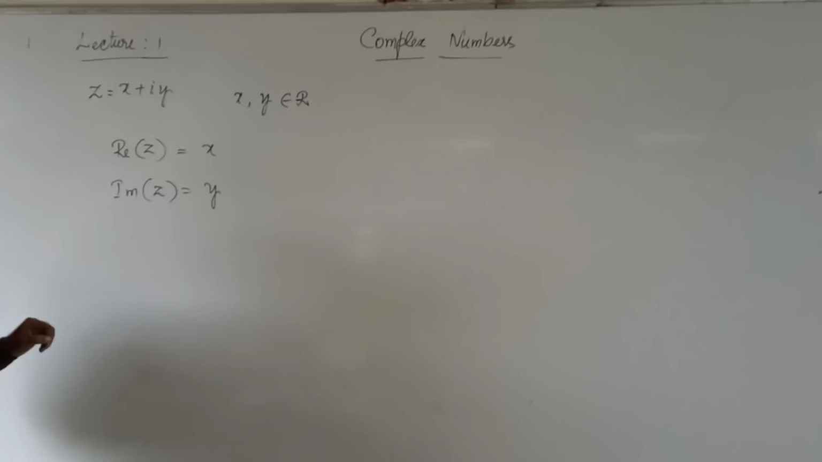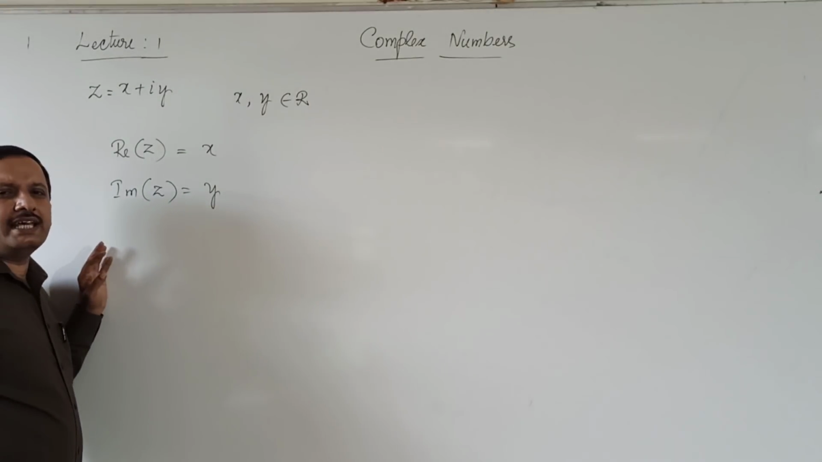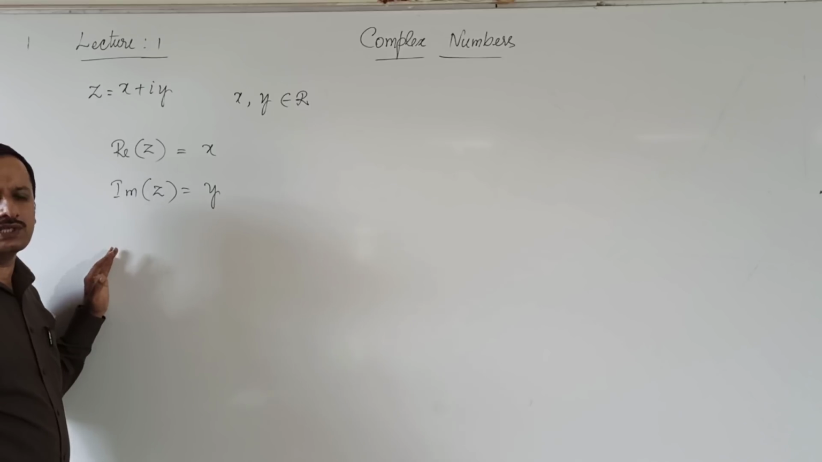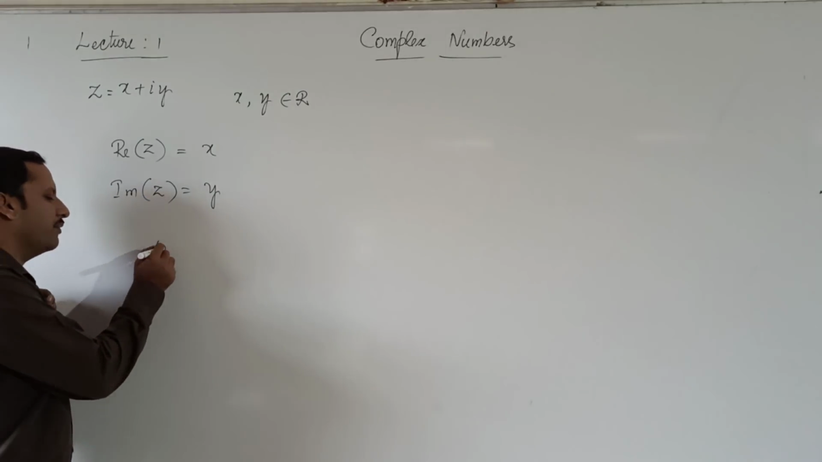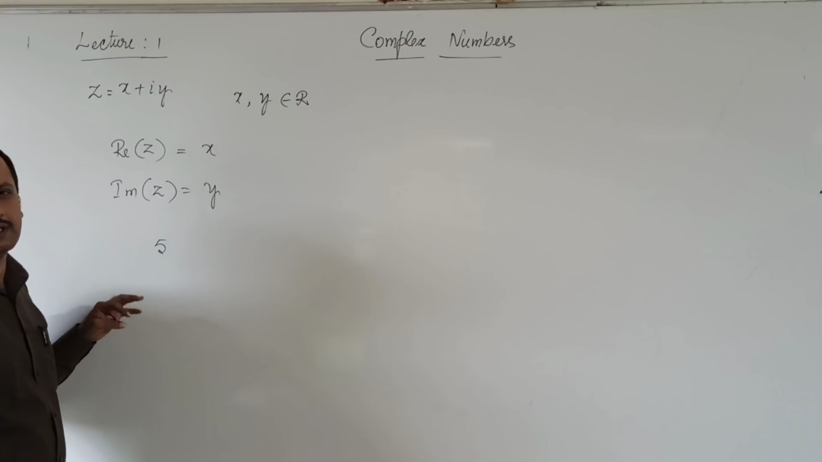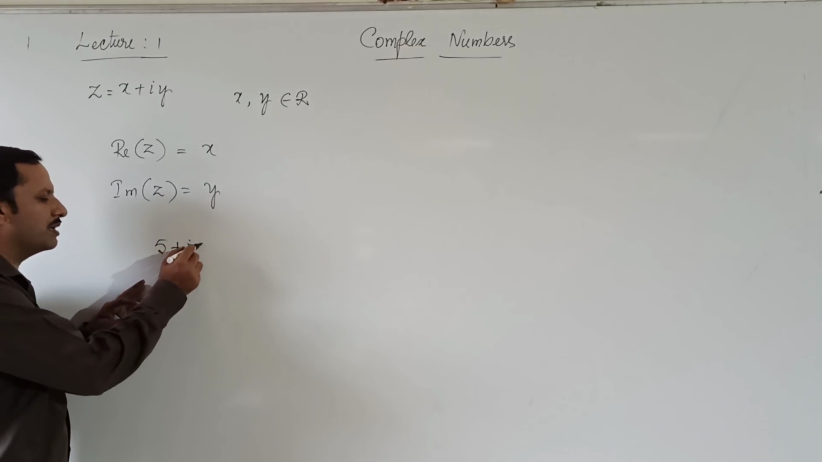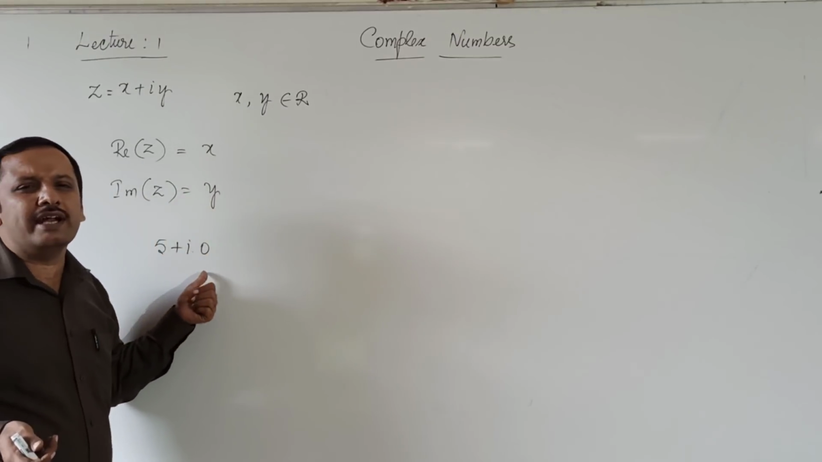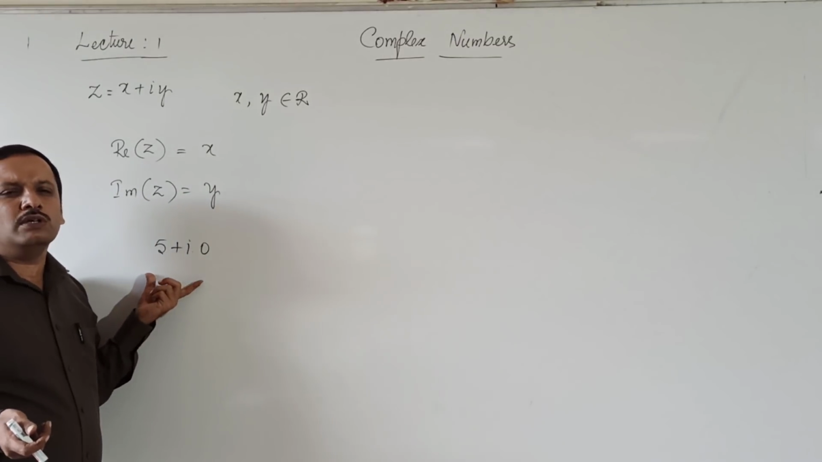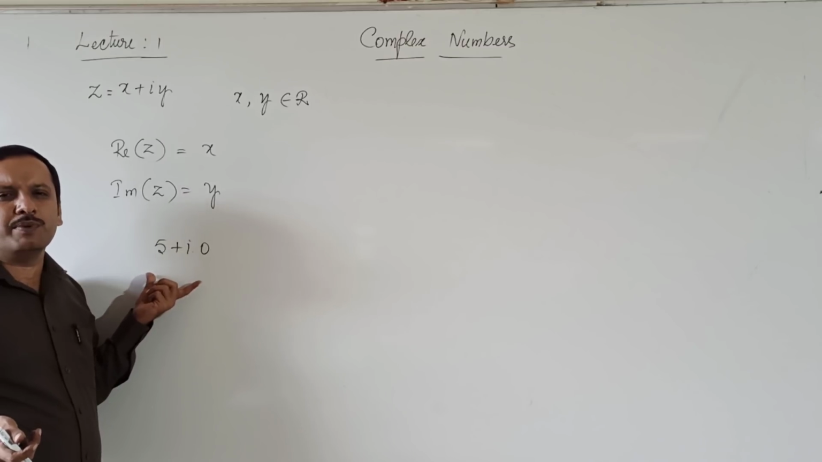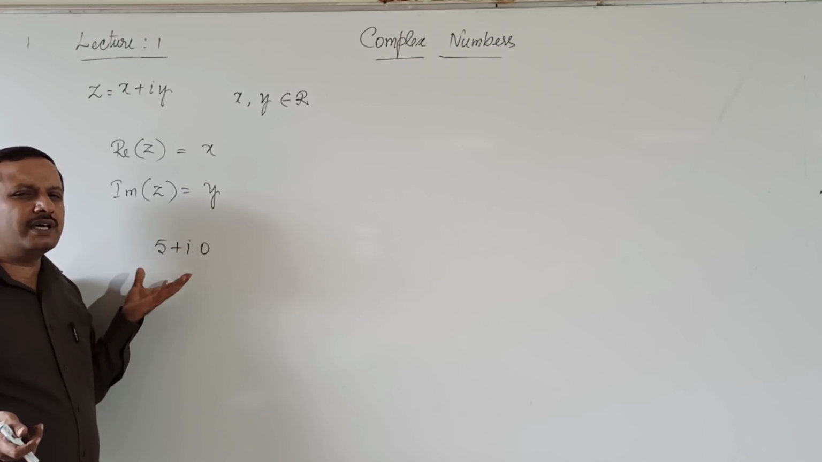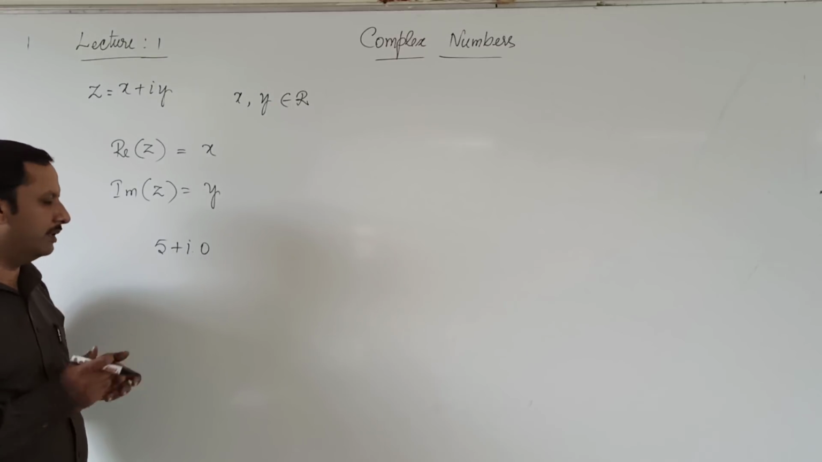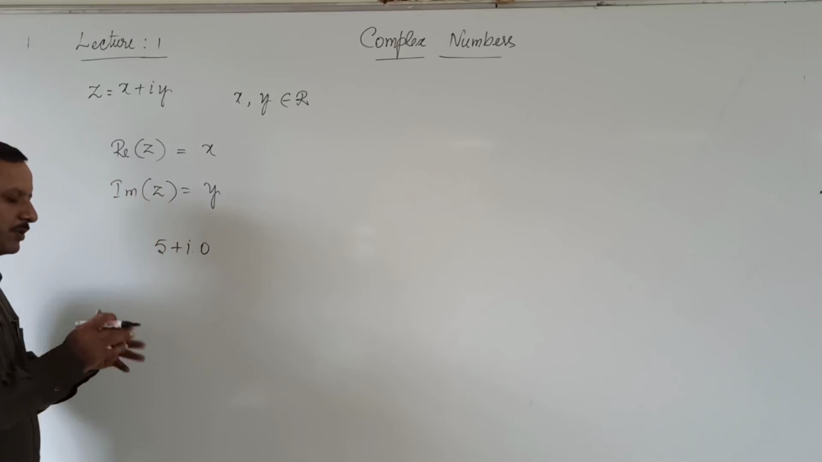Then, we say a complex number is purely real if its imaginary part is 0. For example, if I take 5, is it a complex number? Yes, because I can write 5 as 5 plus i into 0. So look at this. In this, the real part is 5 and the imaginary part is 0. So this is a complex number which is purely real. A complex number in which the imaginary part is 0 is called a purely real number.